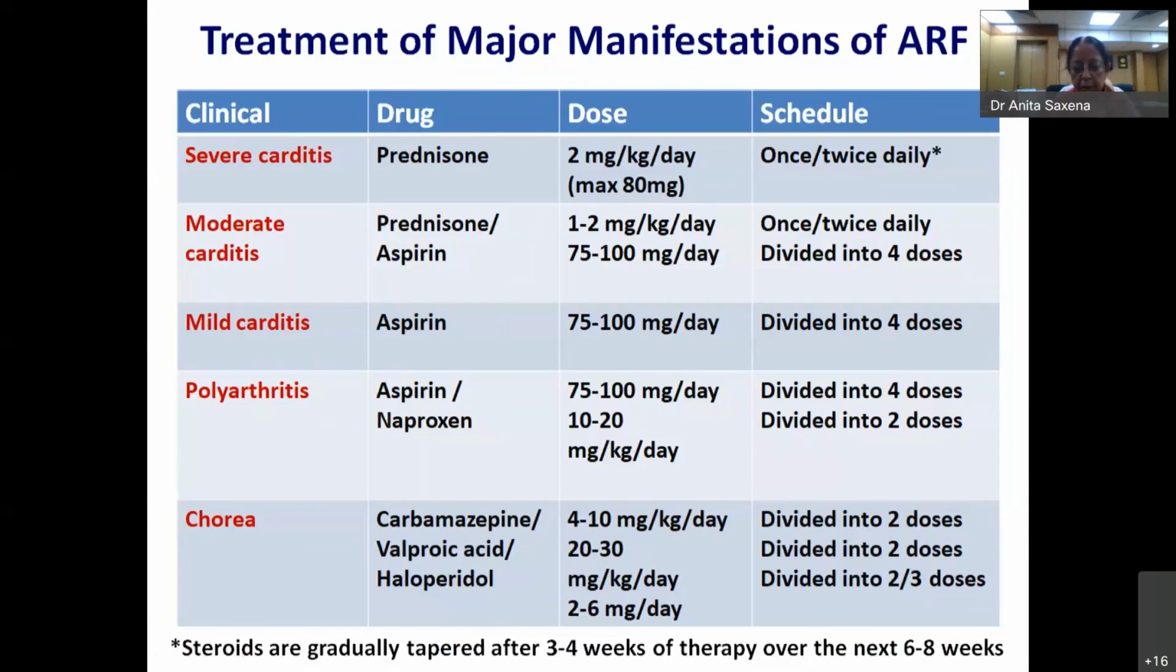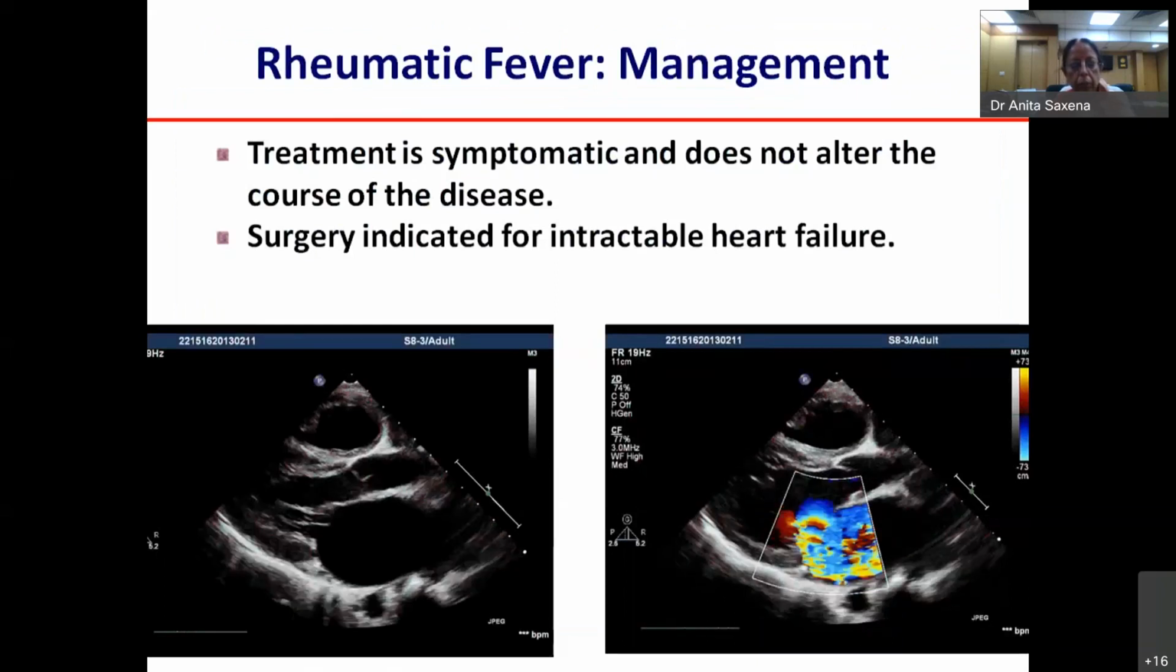Chorea is a late manifestation, but you have to use these drugs. Even with these drugs, chorea can go on for 3 months or even 6 months in some children and can be very debilitating in some of these patients.